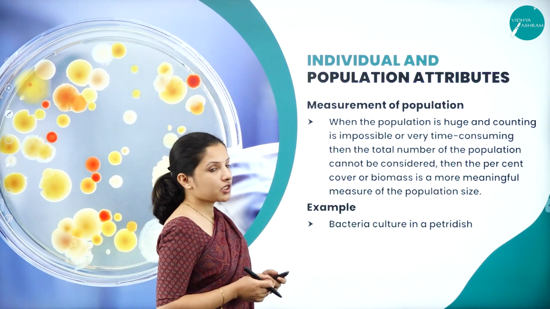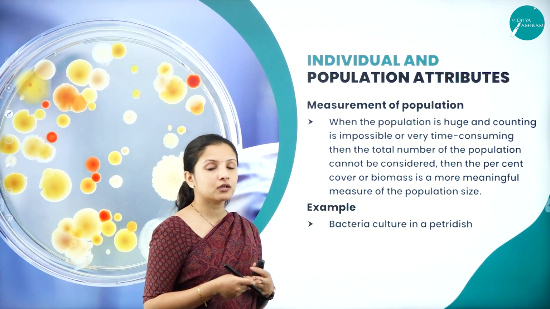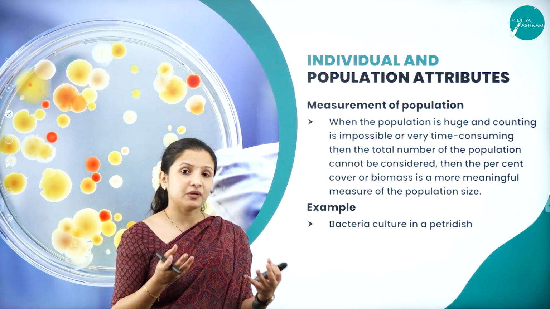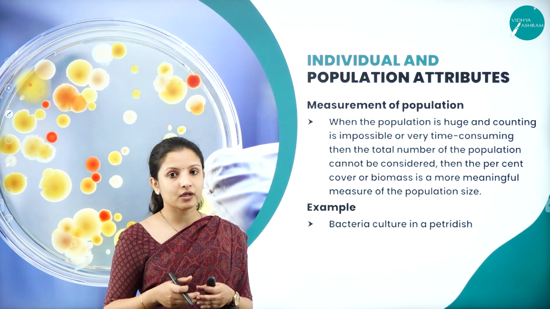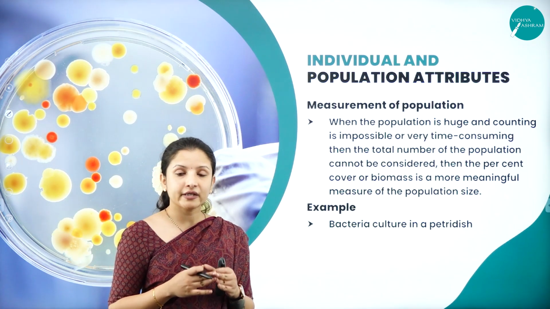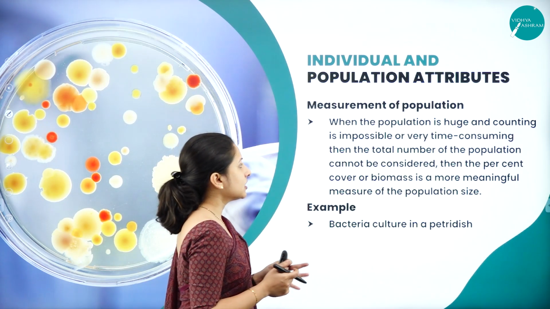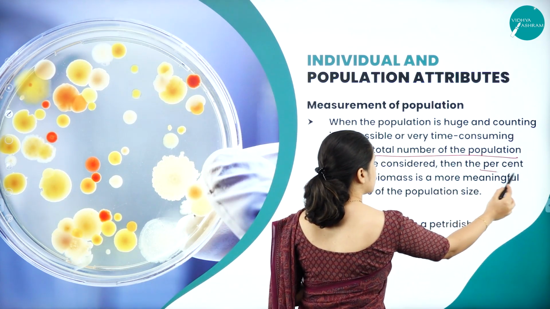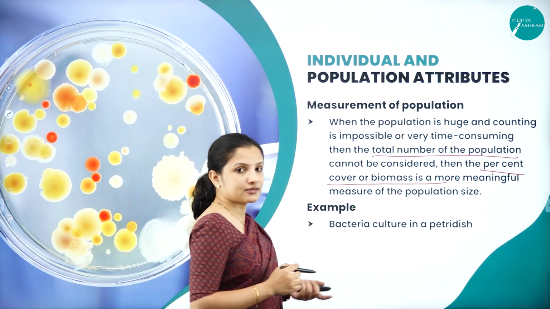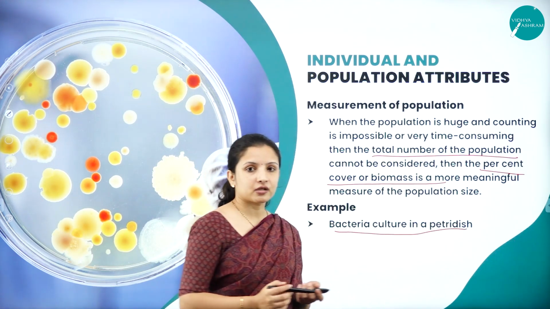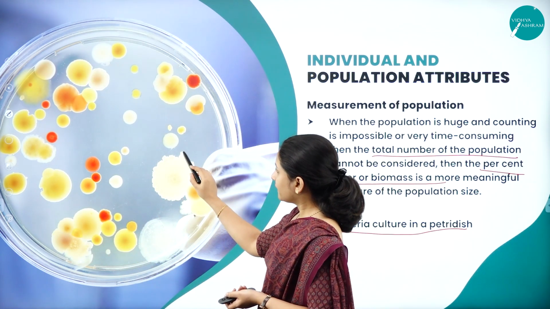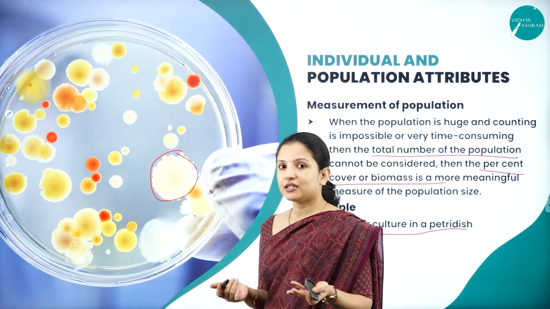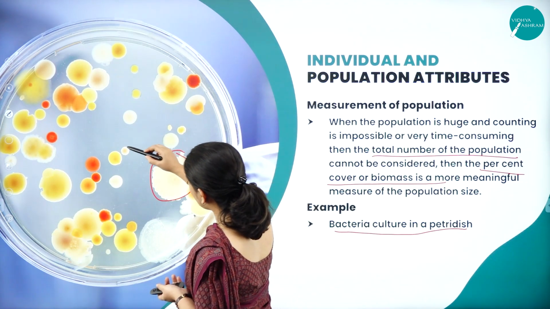Next, when the population is huge, as I told you, sometimes we cannot depend on counting the number of individuals. The population might be too huge, it might be clumpy, not possible for us to separate and count the individuals, and it might be quite time consuming. In such cases, instead of going for the total number of the population, we need to take the percent cover or biomass. The best example, as I told you, is a bacteria culture in a petri dish. This is one colony of bacteria. Can you count the number of individuals in this colony? It is not possible. It is very difficult, right? Say, for example, this is a colony.